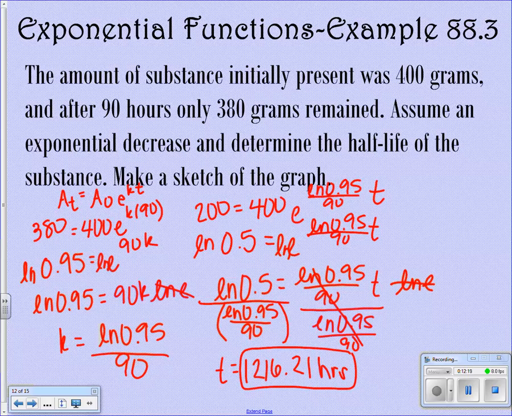And now it says to make a sketch of the graph. So for our sketch, we have our time, we have our amount at a certain time, and we started at 400, and it's an exponential decay. So it goes down. And that's all that you have to do for the sketch. You don't need to actually put it on a graph. You can just do it on your paper like that, okay? So hopefully that helps you with exponential functions.